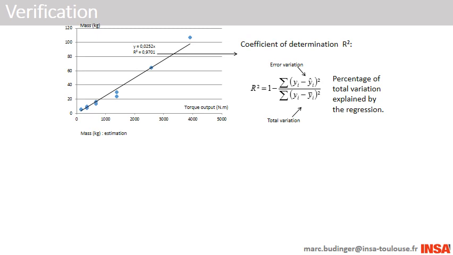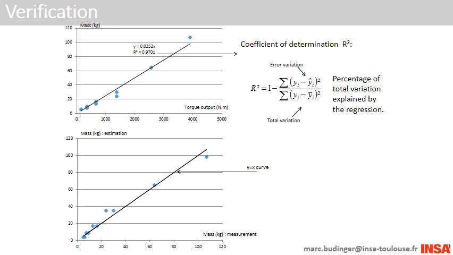In order to validate the exactitude of a regression, several methods and quantities can be used. First, the determination coefficient R squared, which translates the percentage of variation given by the regression function. R squared is a value between 0 and 1. The more correct the regression is, the closer it is to 1. Or a graph, representing the estimation and the measurement of a quantity. The closer the points are to the curve y equals x, the more correct the regression is.